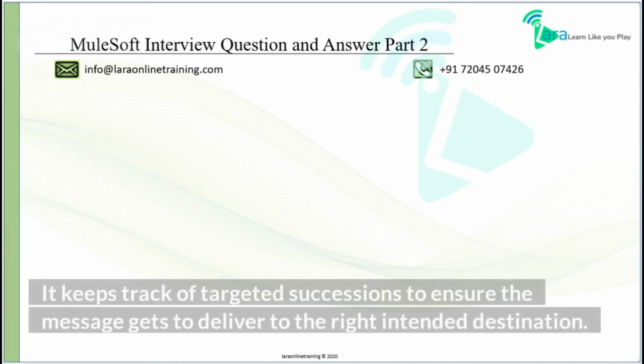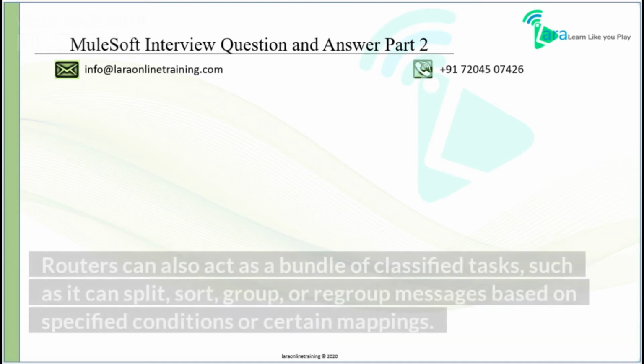It keeps track of targeted successions to ensure the message gets delivered to the right intended destination. Routers can also act as a bundle of classified tasks, such as it can split, sort, group, or regroup messages based on specified conditions or certain mappings.